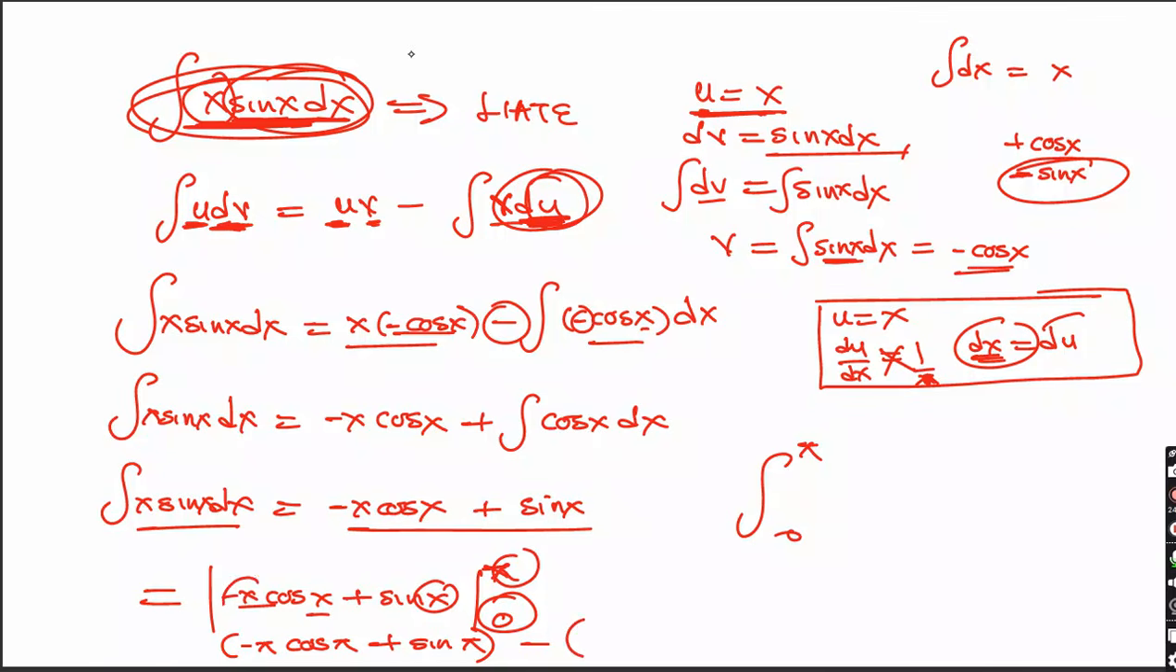Where there is x here, we put 0. So I'm going to have negative 0 cosine 0 plus sine 0, here you have 0. Okay, so you can now just simplify this. Negative pi cos pi, when you convert it into degrees, just gives us 180.